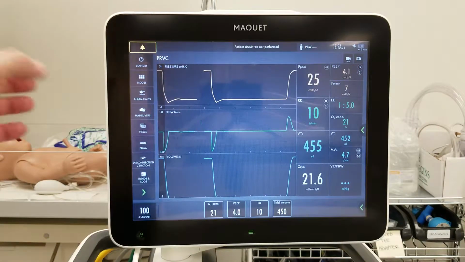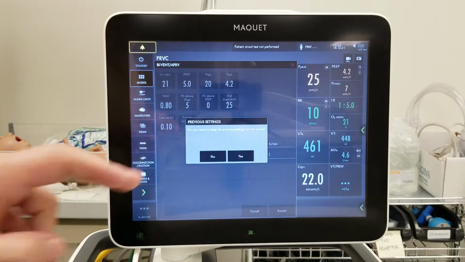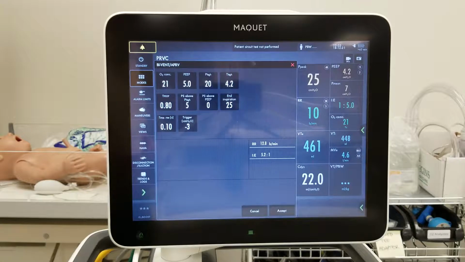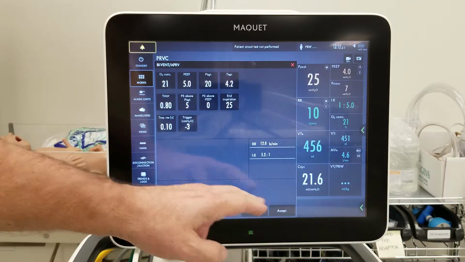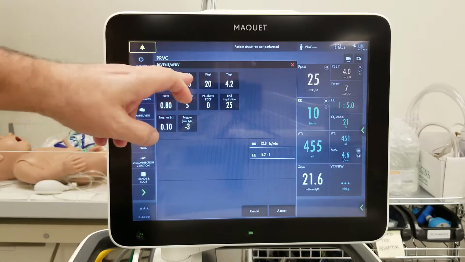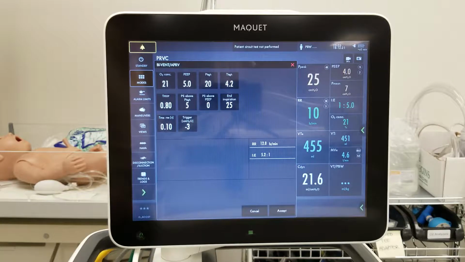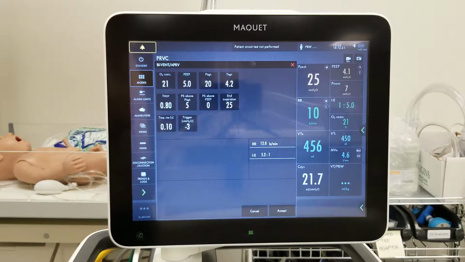Our next order of business is to place the patient into BiVENT, and I have adjusted all the settings to meet the requirements. And so I'm going to hit accept. Notice that we now have some different things. Instead of setting a respiratory rate, we set a time high and a time low.